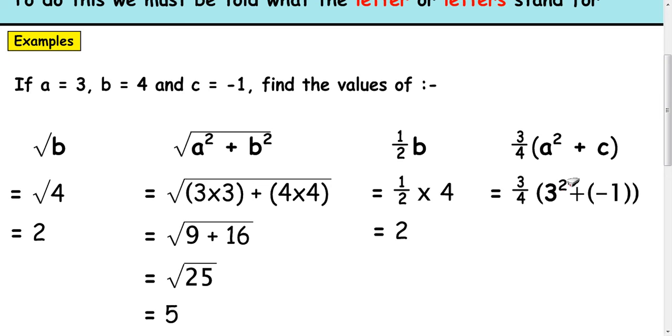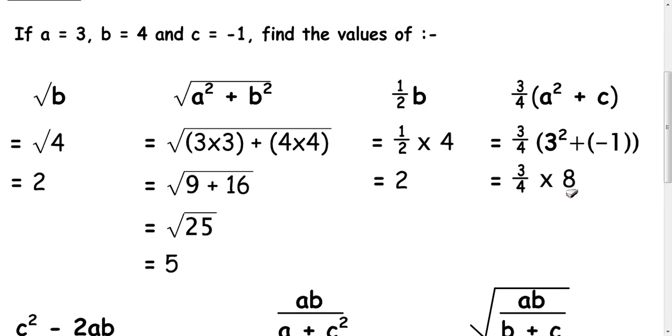So do all the bracket bit first. Leave the multiplication of the fraction alone at the moment. This fraction in front of the brackets means 3/4 times of that. But do the brackets first. So 3 times 3 is 9, and if I add negative 1, I'm going to get 8. So 3/4 times 8. Now to find 3/4 of something, you divide by 4, find 1/4, and then times it by 3. So 8 divided by 4 is 2, times by 3 gives you 6.